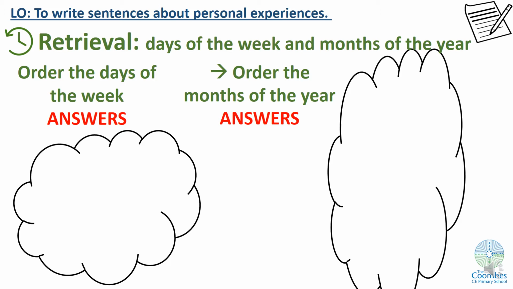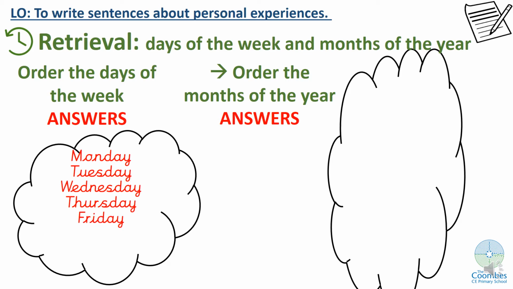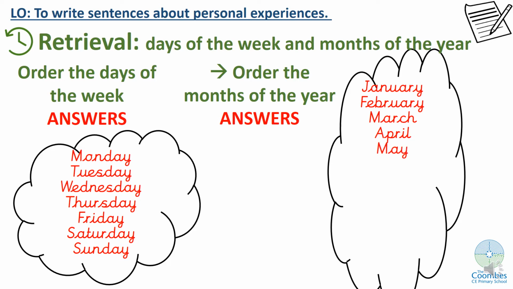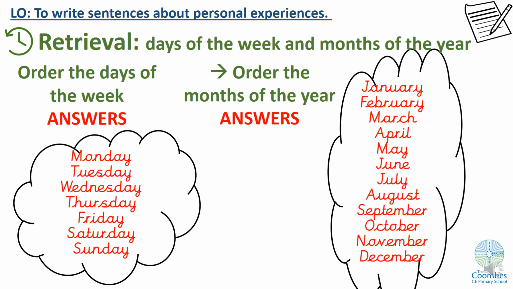And here are the answers. So we'll start with the days of the week and then we'll go on to the challenge one of months of the year. So you should have got Monday, Tuesday, Wednesday, Thursday, Friday, Saturday, and Sunday for your days of the week. So make sure you check those correct, make sure they are in the correct order and make sure they are spelt correctly as well. On to months of the year, then we have January, February, March, April, May, June, July, August, September, October, November, and December. Well done if you got those ones correct as well.